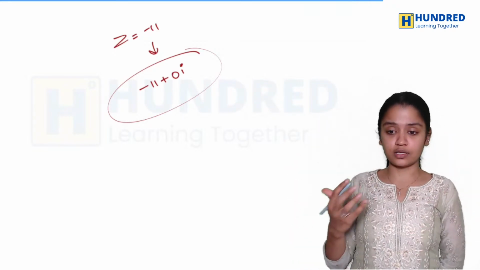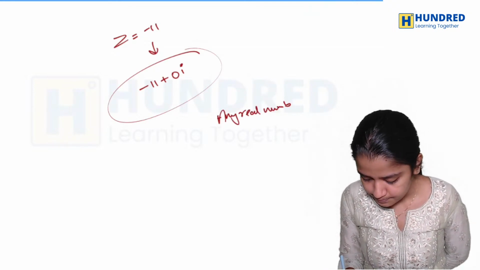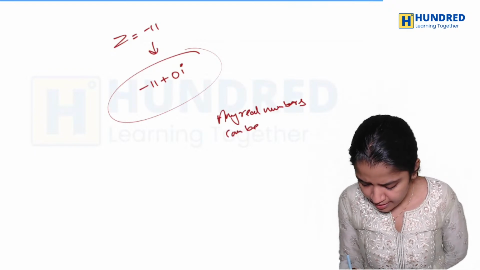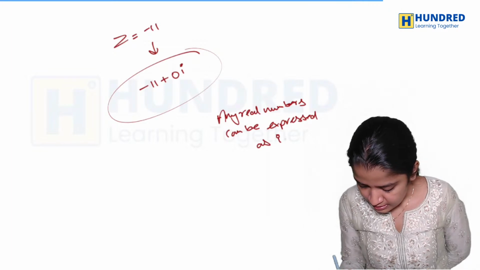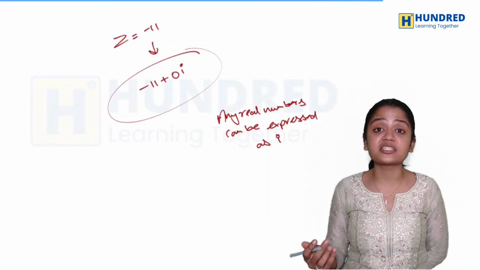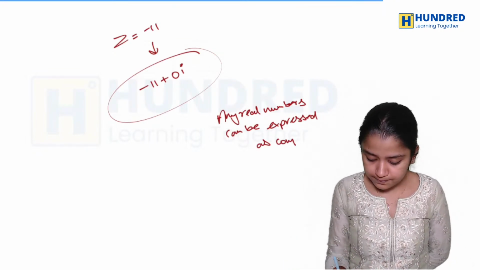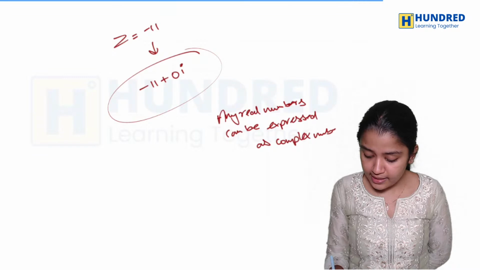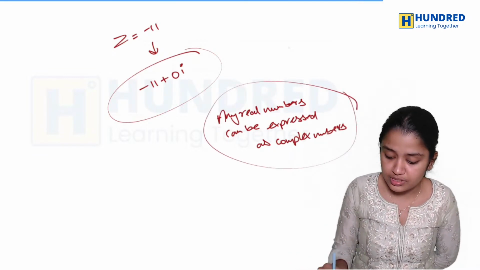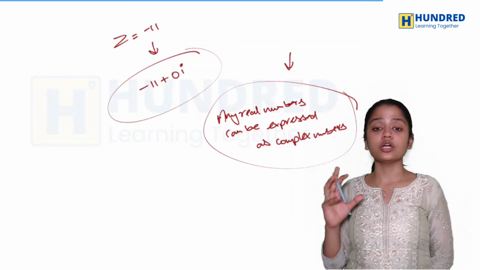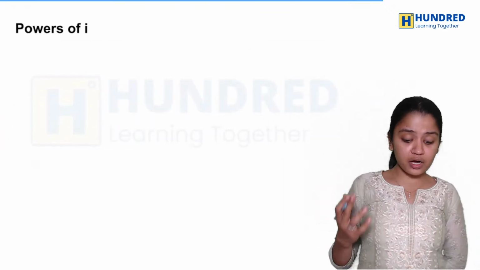So my conclusion for this: any real numbers can be expressed as complex numbers. This is an important note which you have to see. Now let's quickly come to our powers of i.